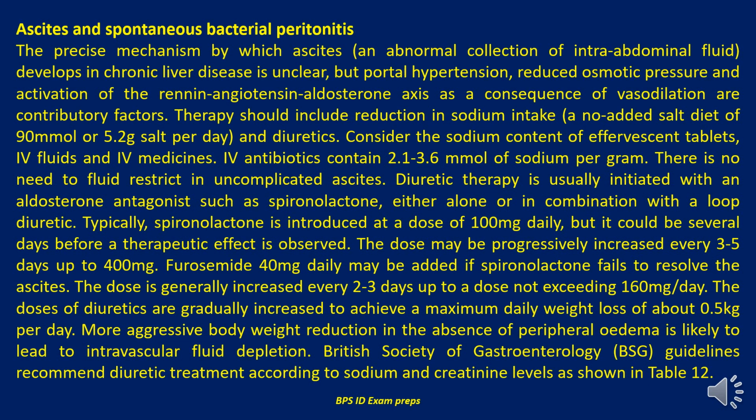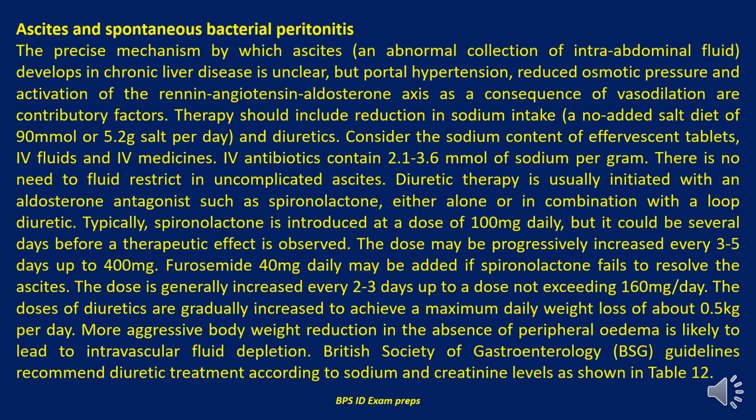Diuretic therapy is usually initiated with an aldosterone antagonist such as spironolactone, either alone or in combination with a loop diuretic. Typically, spironolactone is introduced at a dose of 100 mg daily, but it could be several days before a therapeutic effect is observed. The dose may be progressively increased every 3 to 5 days up to 400 mg. Furosemide 40 mg daily may be added if spironolactone fails to resolve the ascites. The dose is generally increased every 2 to 3 days up to a dose not exceeding 160 mg per day.